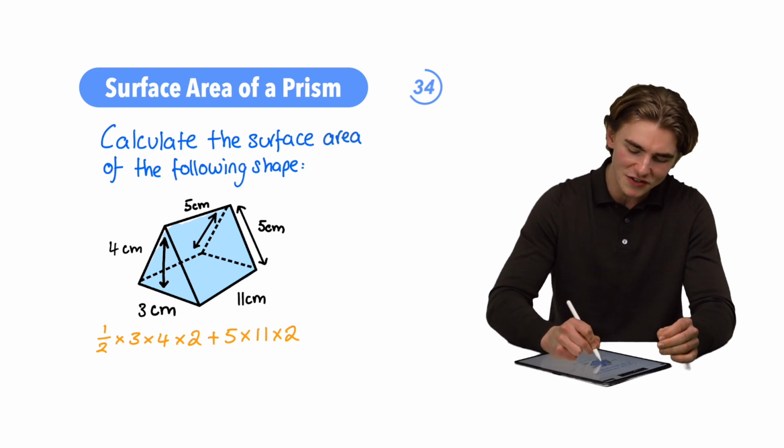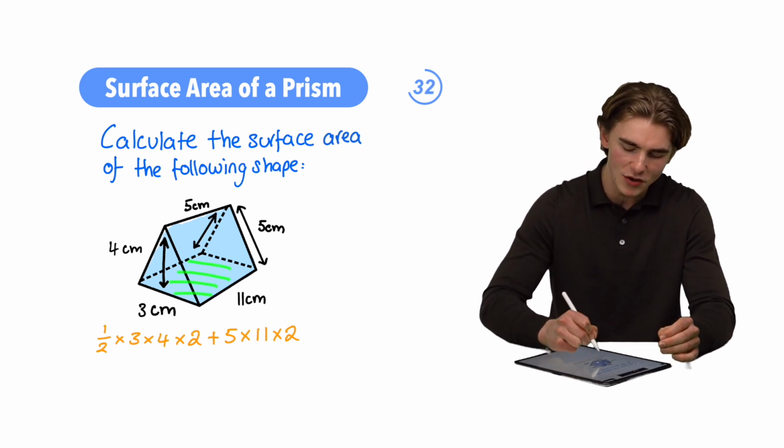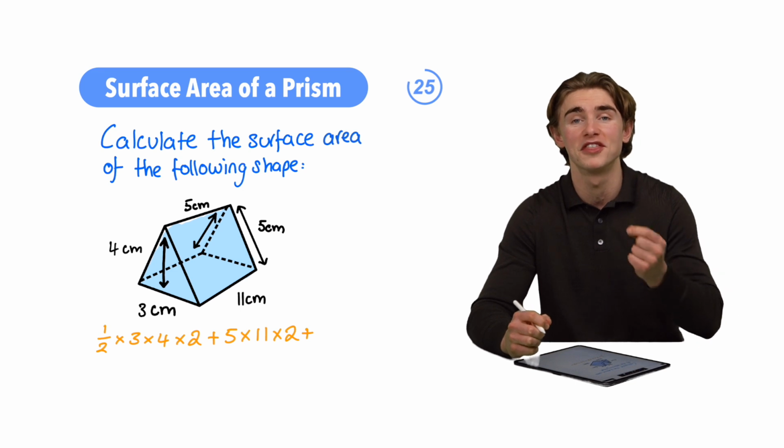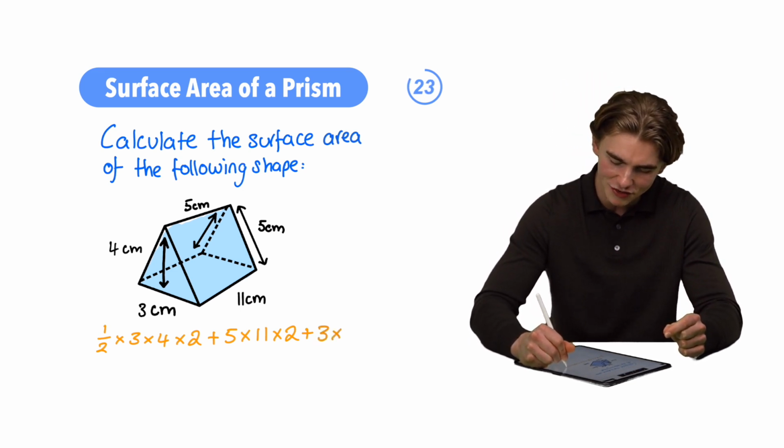And finally, we need to add the area of this bottom face. What's it going to be? We have a width here of 3 centimeters and a length of 11 centimeters. So we can work out the area of this rectangular face by doing 3 times by 11. Let's write that in, 3 times by 11.